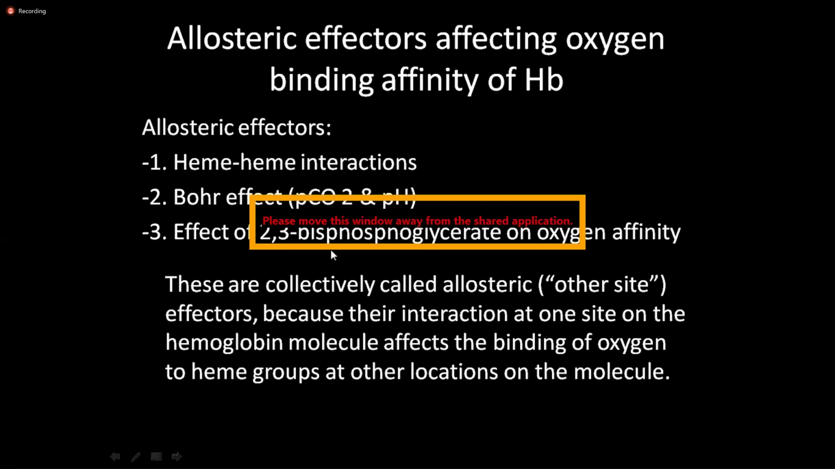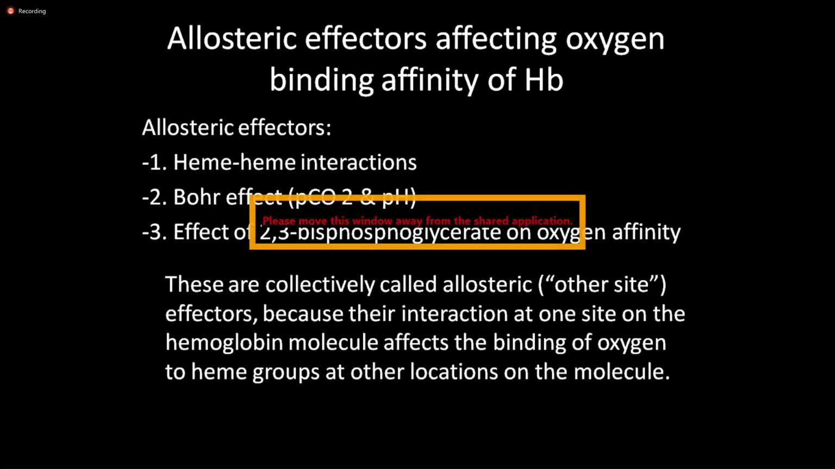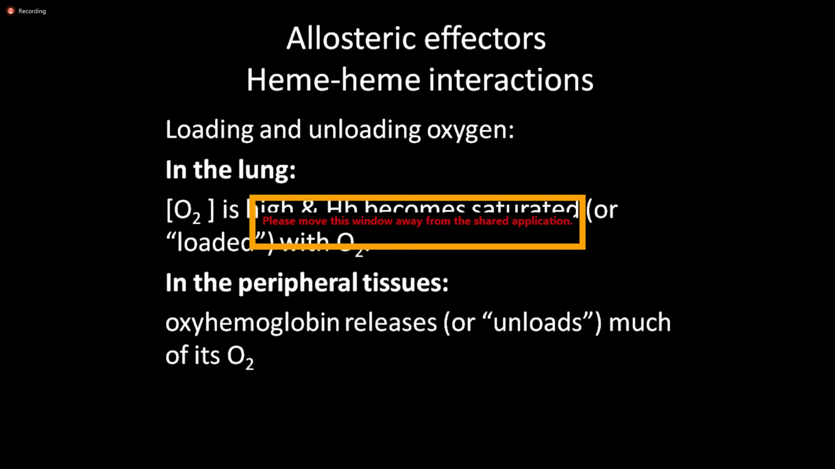And the effect of 2,3-bisphosphoglycerate on oxygen affinity. These are the three allosteric effectors of oxygen binding affinity. They are collectively called allosteric because they bind to another site. The interaction at one site on the hemoglobin molecule affects the binding of oxygen to the heme group at another location. This is known as allosteric effectors.